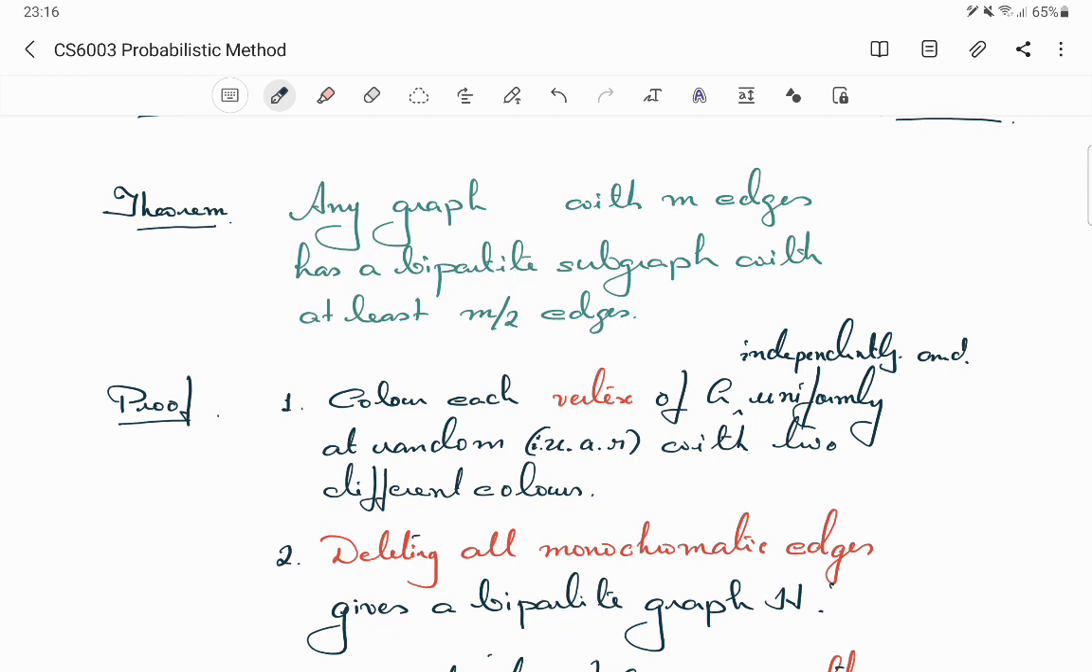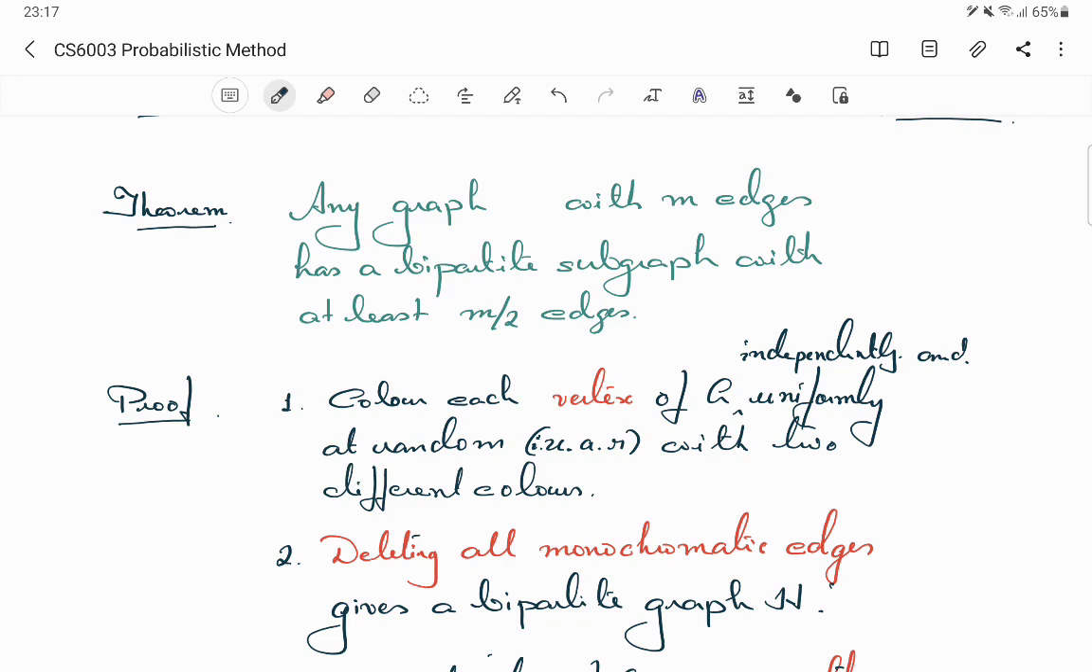All the vertices which get the red color form one part, and all the vertices which get the blue color under this random coloring form the second part. Since we have already cleared all those edges within parts, those are now independent sets, and hence it fits the definition of a bipartite graph properly. So this way we get a bipartite subgraph H, but that's not the end of it. We want to get a bipartite subgraph with at least m over 2 edges.